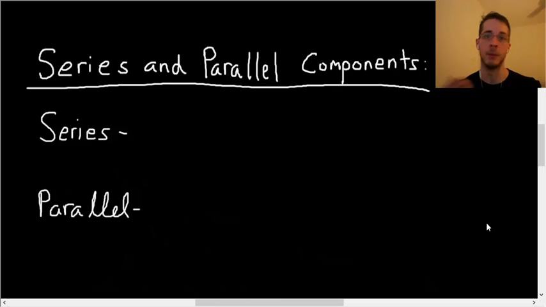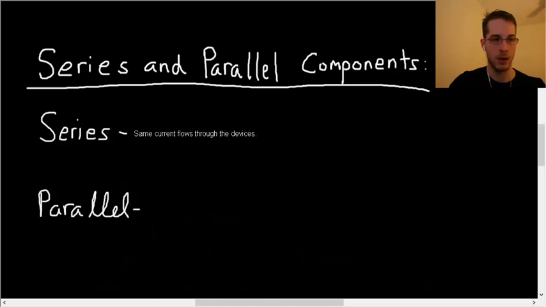Luckily, series and parallel components in circuits is a pretty easy thing to learn. So let's start with a few definitions. First off, series: all it means is that the same current flows through the devices. And for parallel, all it means is that the devices share two nodes in common.